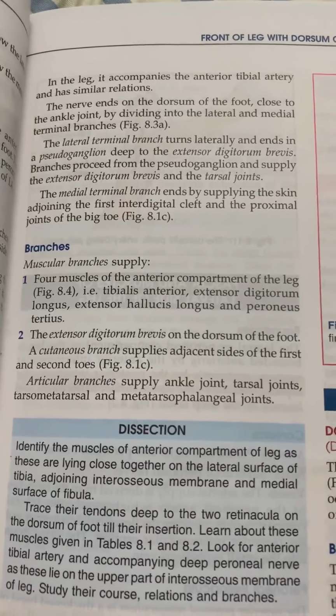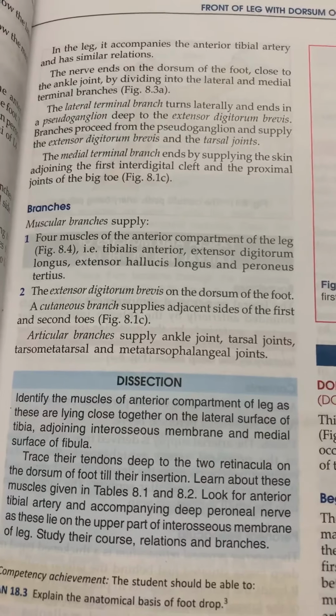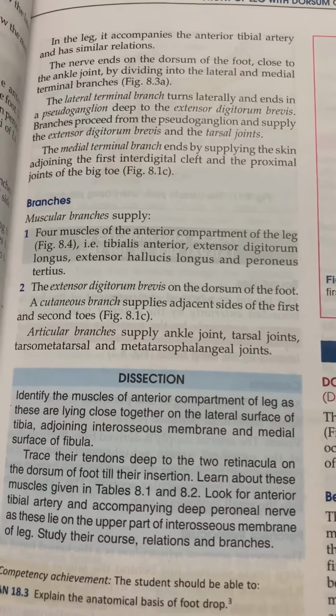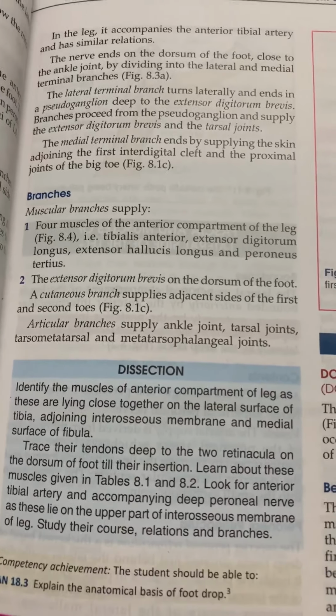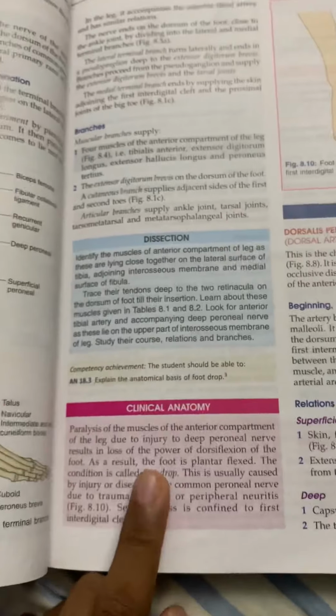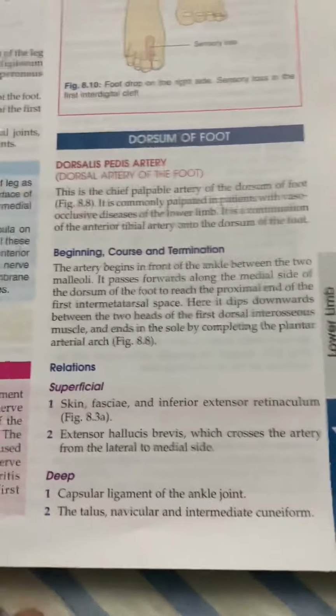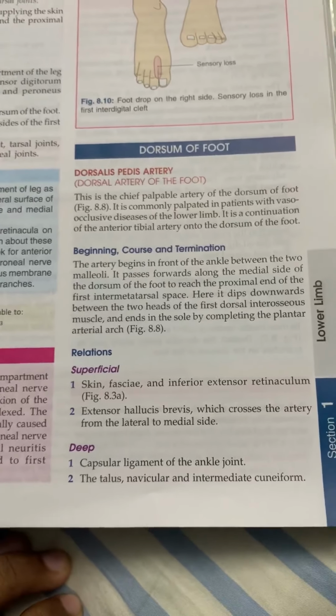Then the branches are same, muscular branches for all the four muscles. Extensor digitorum brevis also is supplied by it, as the lateral branch ends in a pseudoganglion beneath it, and then a cutaneous branch and articular branches. And then foot drop. Sorry, I said sleeping foot, it is actually foot drop. And then finally we have dorsum of the foot.